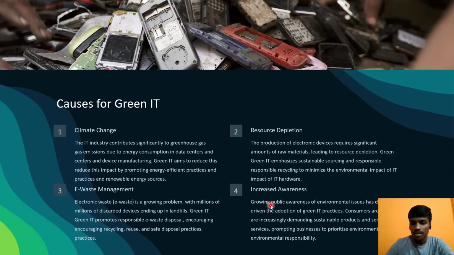Increased awareness. Growing public awareness of environmental issues has driven the adoption of Green IT practices. Consumers are increasingly demanding sustainable products and services, prompting businesses to prioritize environmental responsibilities.